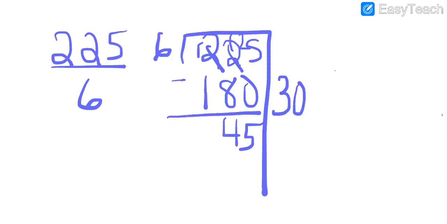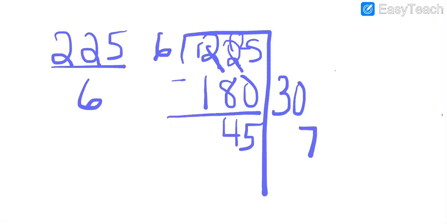So we have to think of our 6 facts again. And we want to get close. So start thinking about 6 facts. Like 6 times 5 is 30. 6 times 6 is 36. We want to get close to 45 or exactly 45. 6 times 7 is 42. Ooh, that's pretty close. 6 times 8 is 48. Nope, that's going to go over, so that won't work. So the closest we can get is 6 times 7.